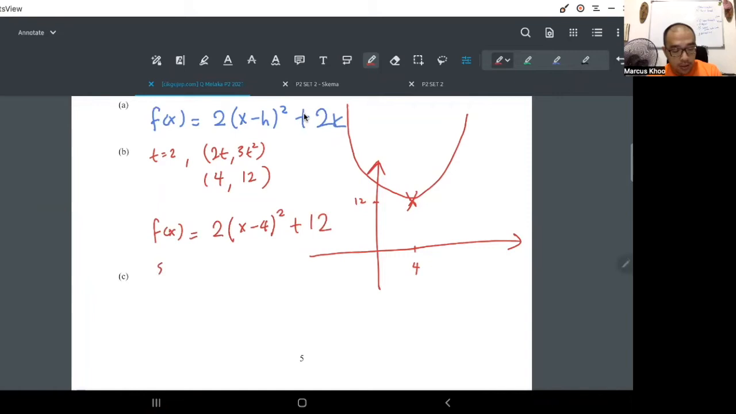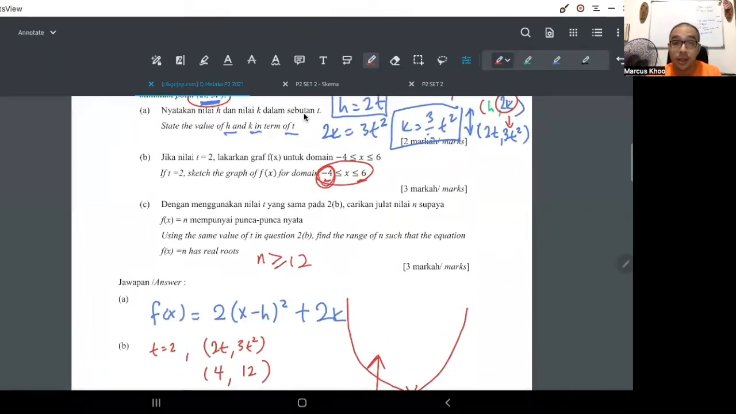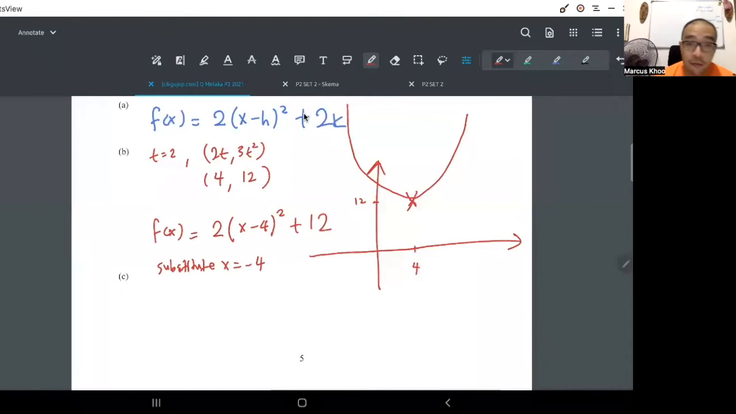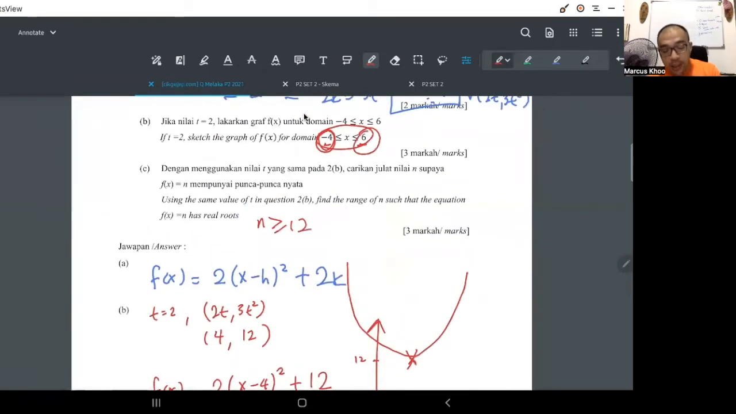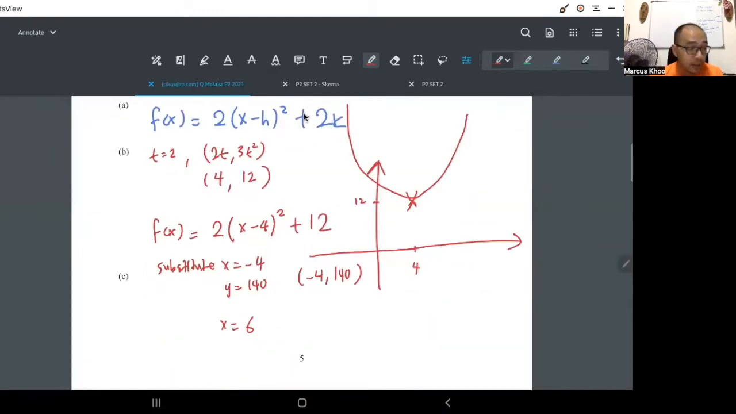So you substitute x equals -4 because -4 is the smallest one. When you substitute x equals -4, you will get y equals 140. So that's one coordinate, -4, 140. Then after that, substitute x equals 6 because the far end here is 6. So x equals 6, you will get y equals 20. Then all you need to do is just plot it.